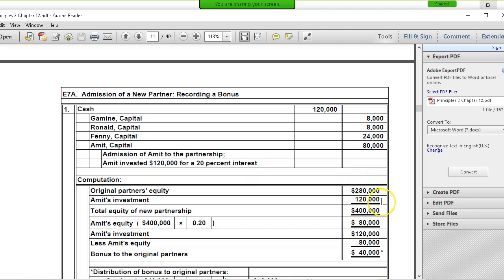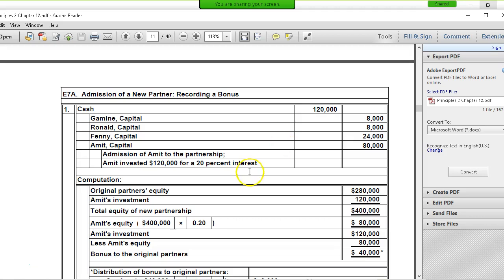The 120 that AMIT is adding gives a new capital balance or equity in the partnership of 400,000. 20% of this 400,000 is 80,000, which is going to be the capital account for AMIT. So we see here AMIT's capital account, even though he invested 120, 80 of it is his capital in the company. Now we know the difference, or the additional 40,000 gets allocated 1 to 1 to 3.